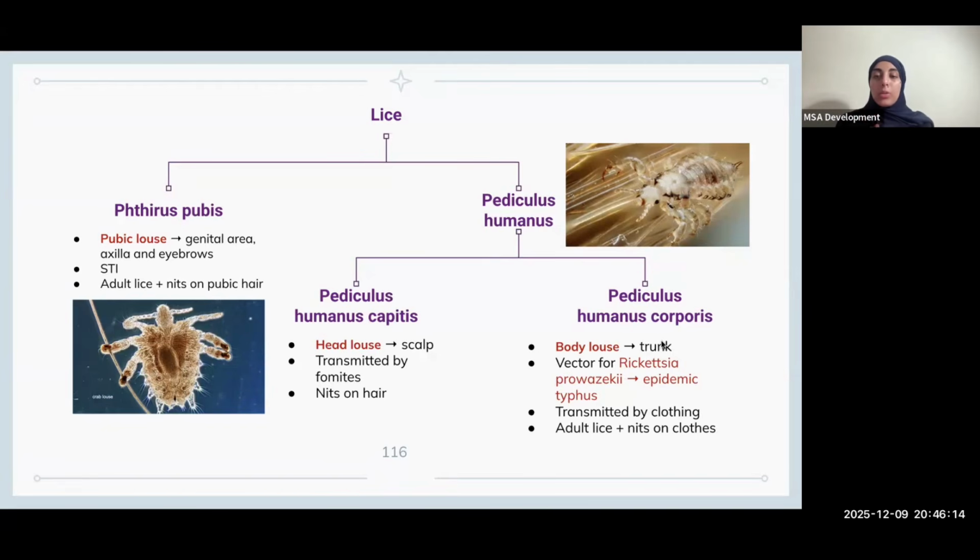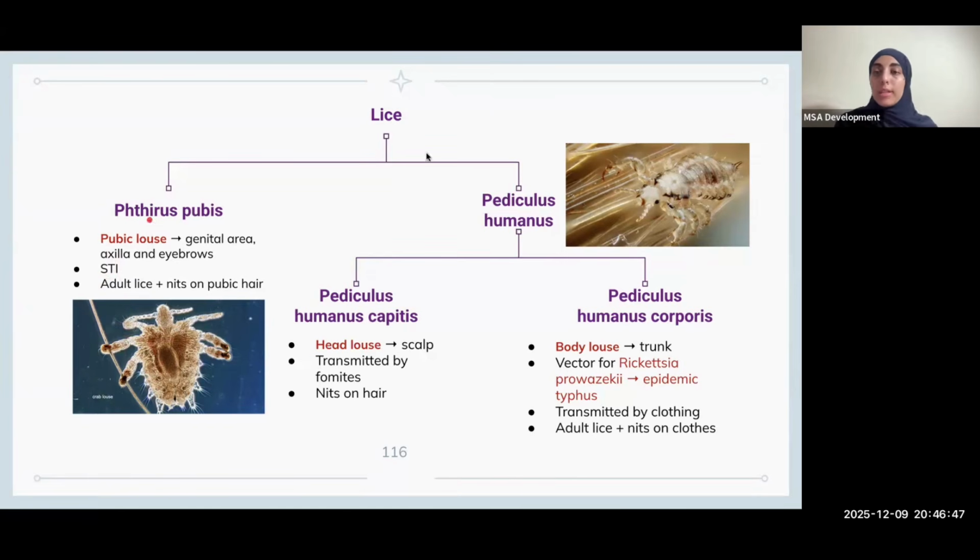Okay, so now just to recap everything on this slide, we have lice. Okay, lice can be two big groups: Phthirus pubis versus Pediculus humanus. Okay, Phthirus pubis is a group on its own. It is the crab louse, looks like a crab, and it causes the pubic lice. Okay, and it's an STI. And you see both the adult and the egg in the pubic hair. Okay, this is a group on its own. It looks different and it has a specific name, Phthirus pubis.